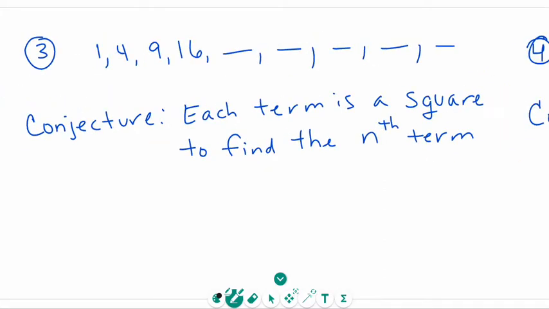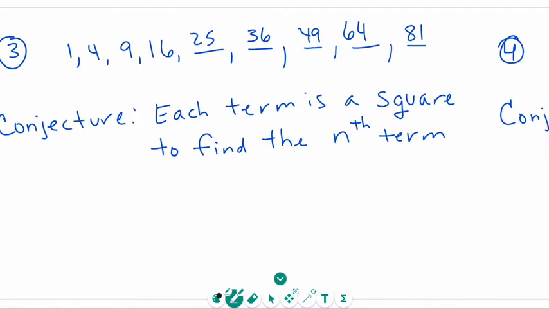Okay, we're going to take a look at this pattern. We have 1, 4, 9, 16. You should notice that each one of these is a perfect square. So the next perfect squares in the sequence would be 25, 36, 49, 64, 81. Conjecture: each term is a square. To find the nth term, square n.